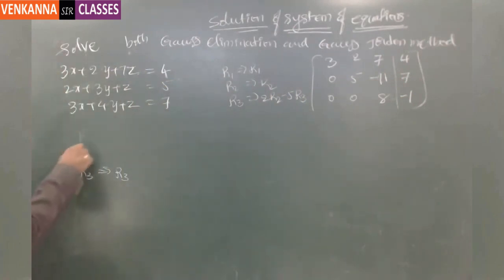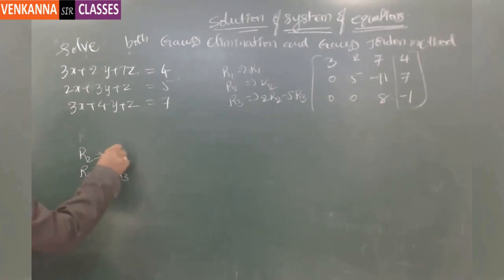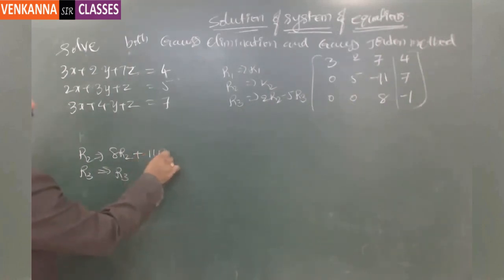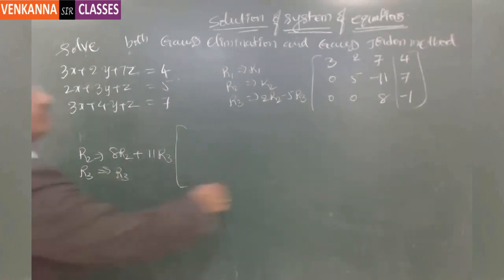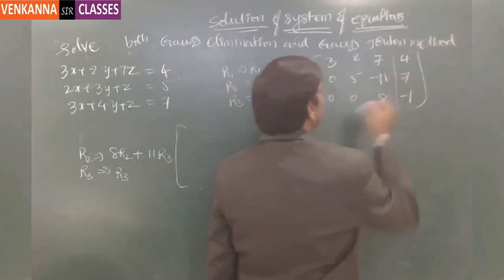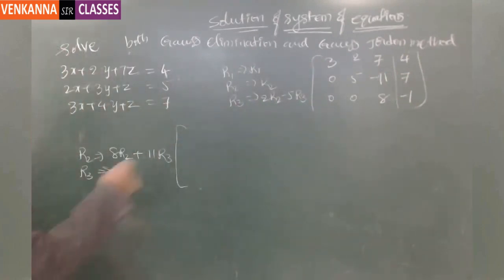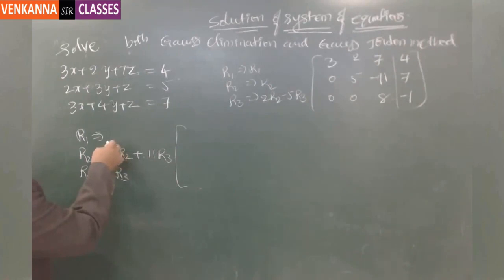So that is R2 equal to 8 times of R2 plus 11 times of R3. So I am using plus here rather than minus. So 8 times of R2 here is coming out to be minus 88, and 11 times of R3 is going to be 8 plus 88. So you can make it as 0. And similarly R1 also you can make as 7 times of R3 and 8 times of R1.